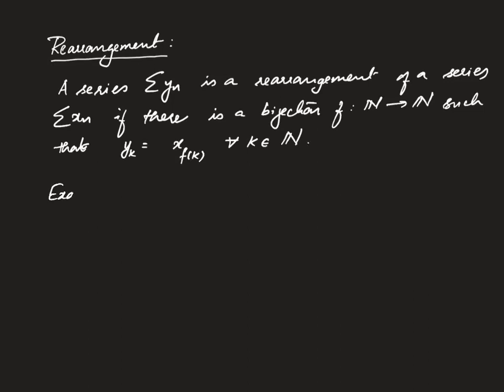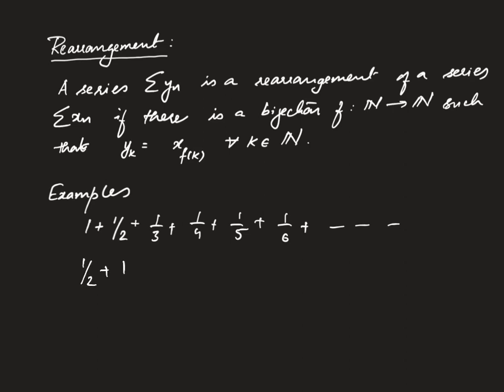Let us see some examples. We will take the harmonic series, which is 1 plus 1/2 plus 1/3 plus 1/4 plus 1/5 plus 1/6 plus etc. And then we will rearrange this. One possible rearrangement is we will swap 1/2 and 1, then we will swap 1/3 and 1/4, then we will swap 1/5 and 1/6, etc. So we just pair it into groups of 2, and in each group of 2 we swap it. That is one rearrangement of the harmonic series.